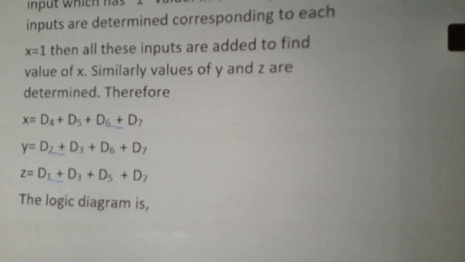Now we can use three OR gates, one for X, second for Y, and the third for Z. And output of first OR gate is X, output of second is Y, output of third is Z, and inputs of first OR gate are D4, D5, D6, D7. Inputs of the second OR gate are D2, D3, D6, D7, and inputs of the third gate are D1, D3, D5, D7. So in this way we will get the values of X, Y, Z.